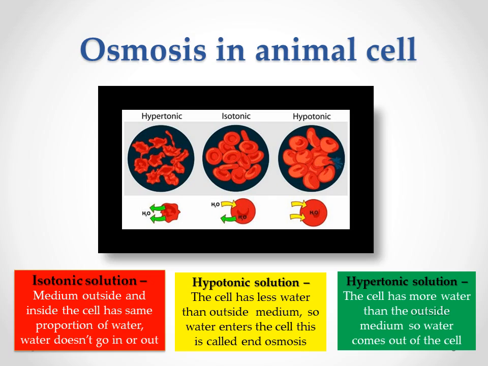The third possibility, hypertonic solution. The cell has more water than the outside medium, so water comes out of the cell. For example, if fruit pieces are kept in thick saturated sugar solution, the water from the fruit pieces enters the sugar solution. So the fruit pieces shrink after a while.